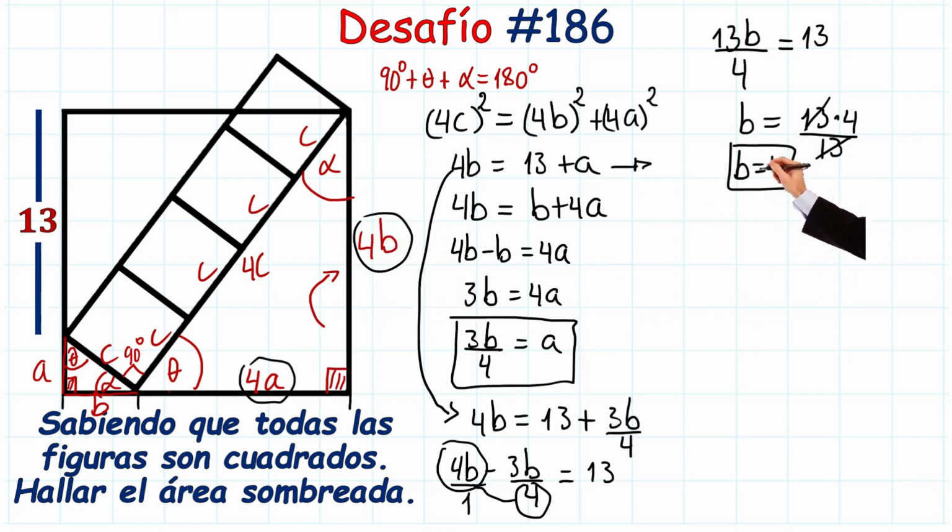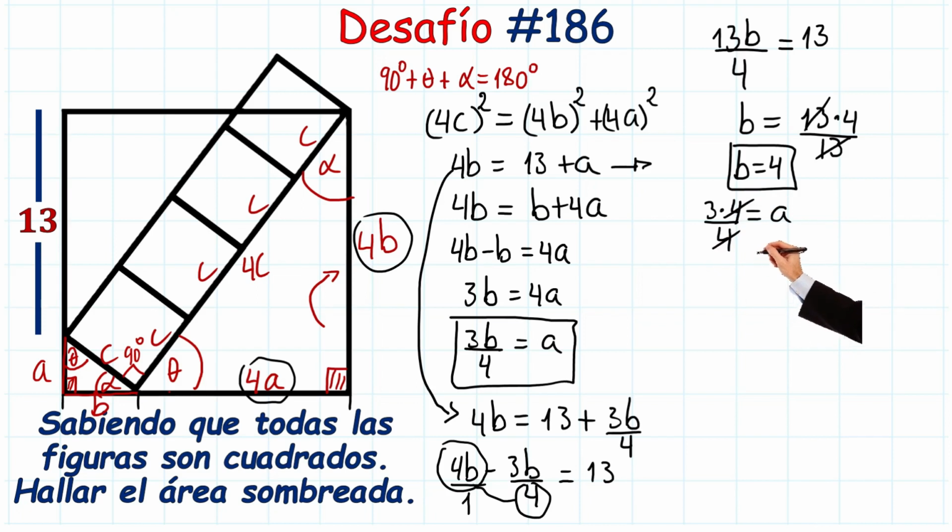And now we can know how much the other variables are worth, simply because we can replace this 4 anywhere. Notice if we replace here, we're going to put it over here. We have 3B/4 equals A. So replacing B with 4, we put 4 here. We simplify, and now we know that A is going to be equal to how much? To 3. Fantastic. Now we know how much A is worth. How much is B worth? And then we can find out how much C is worth.